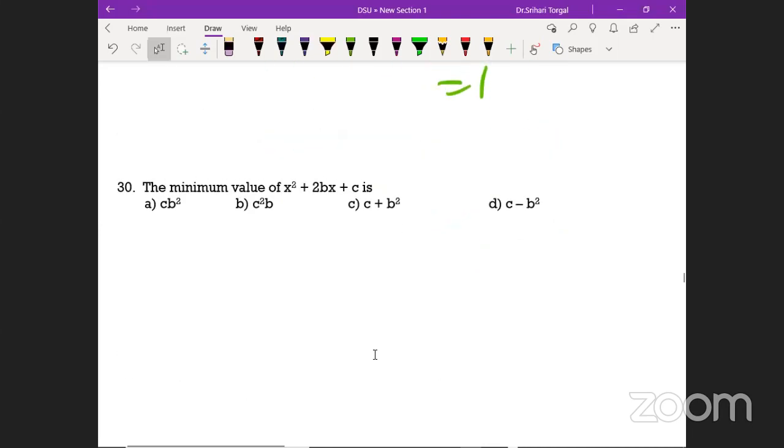Here also the same thing. You have to take the value of C here like this, C, and divided by 2. If you divide this by 2, you will get B square. C minus B square. Option B is the right answer.